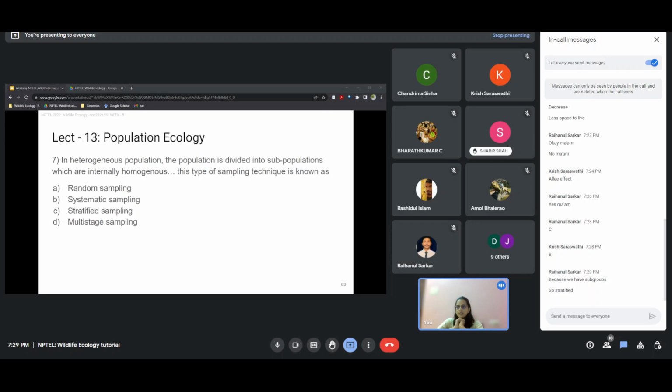Right. So Rahul says because we have subgroups, so stratified. Yes. Okay, so let me explain stratified sampling. Out here, the keyword is a heterogeneous population. Heterogeneous means there are many different types of species or whatever is present. Heterogeneous is mixed, so they're divided into subpopulations which are internally homogeneous. Suppose I'm sampling vegetation in a matrix of grasslands, forests, and timber plantations. I will divide them into blocks that contain only grasslands, only forests, and only plantations, and then I will go and sample. So that is called stratified sampling, right?